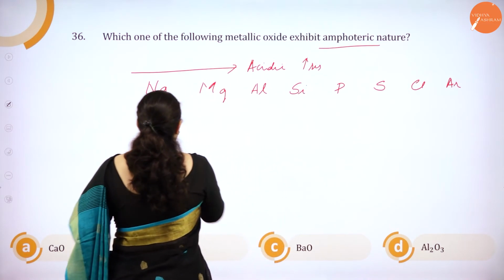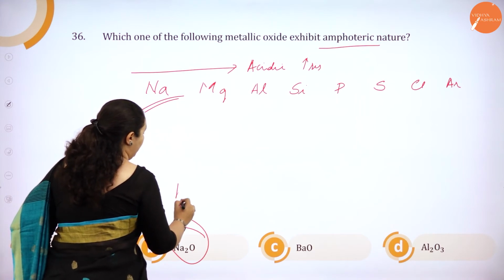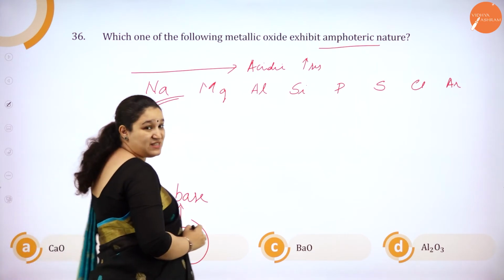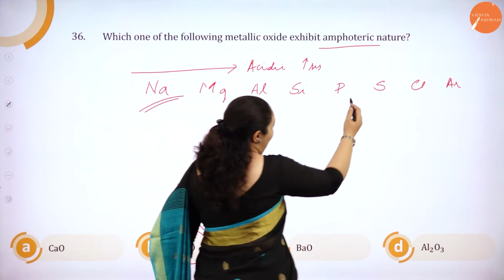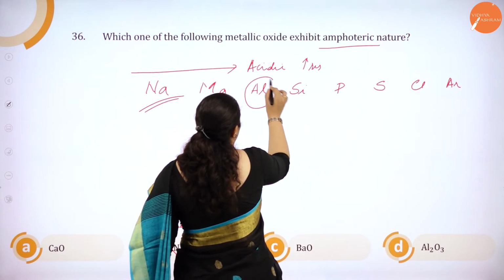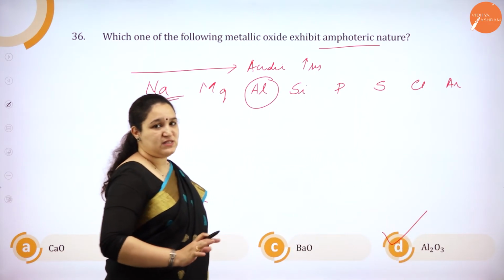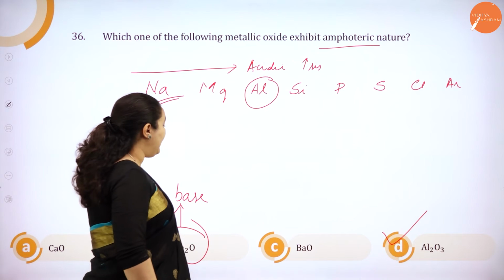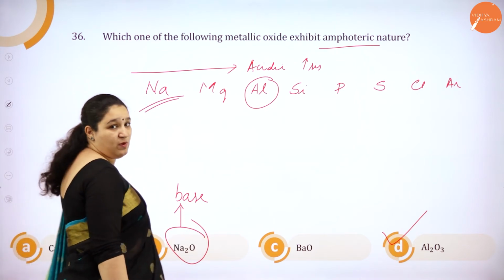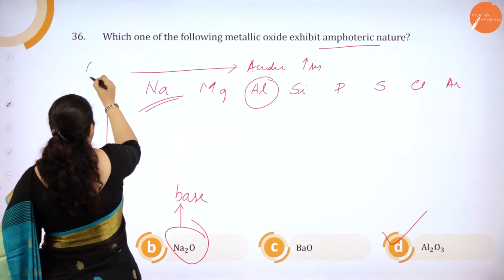So here Na2O is a strong base, its basic character, whereas as we come towards the end of that period, you have all acids, but aluminium, you can observe it is in between. That is why aluminium oxide is the one which is amphoteric in nature. Why not barium oxide or calcium oxide? See, that comes under group 2.